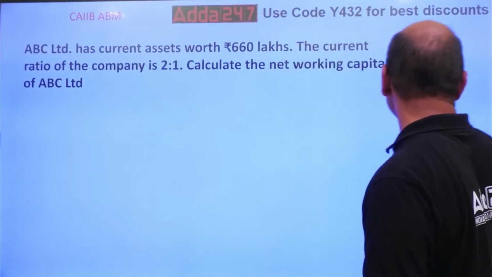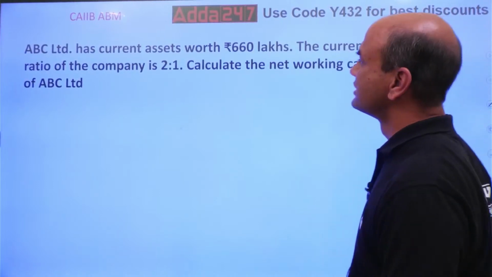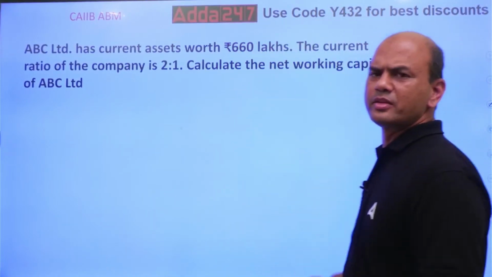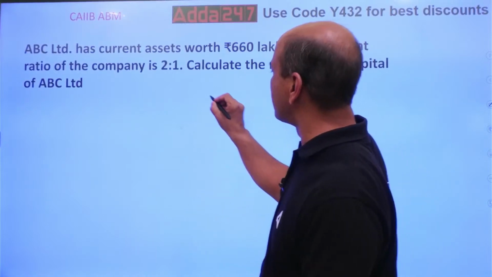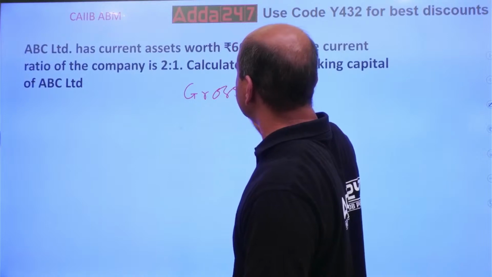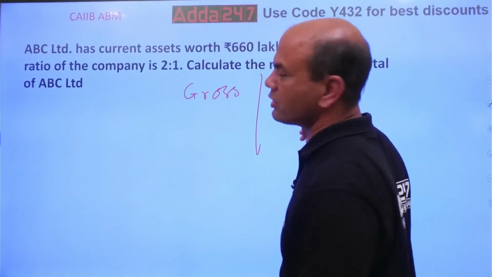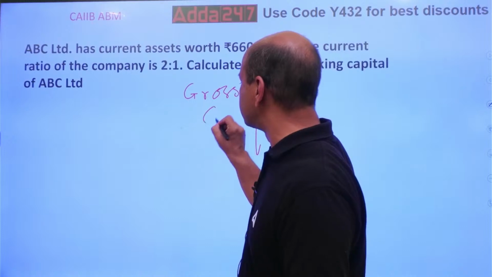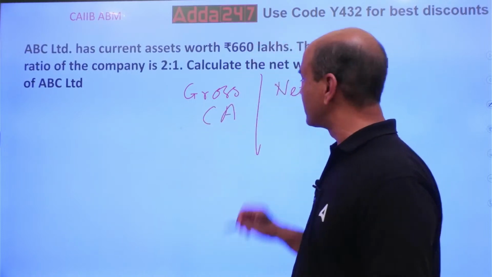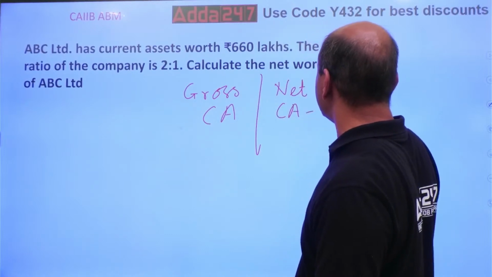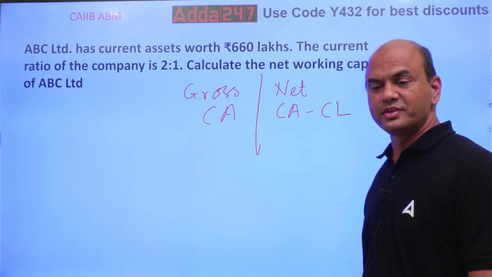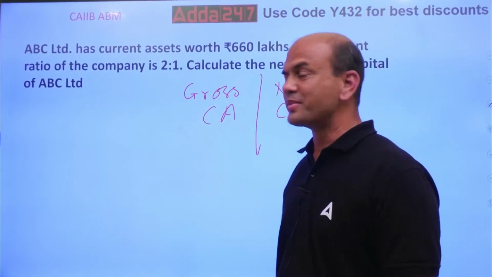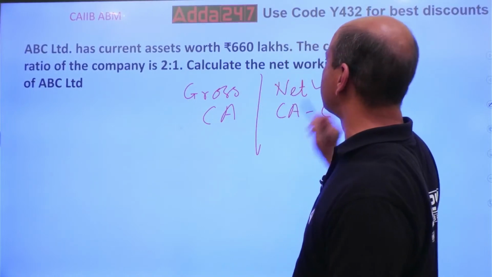Here, understand how it works. Firstly, understand what net working capital is. You have two types of working capital: gross and net. Gross means your total current assets. Net means current assets minus current liabilities. So gross means total current assets, and net means current assets minus current liabilities. You have to find this net.